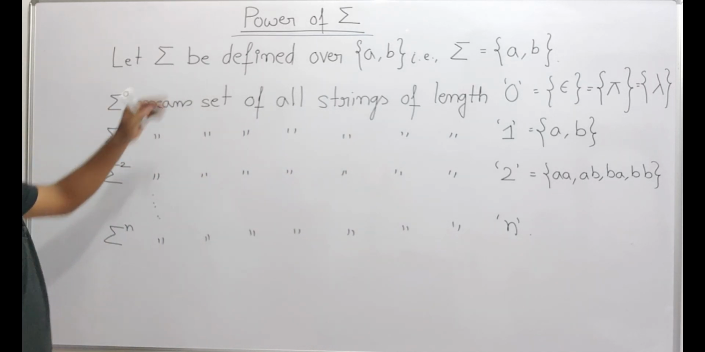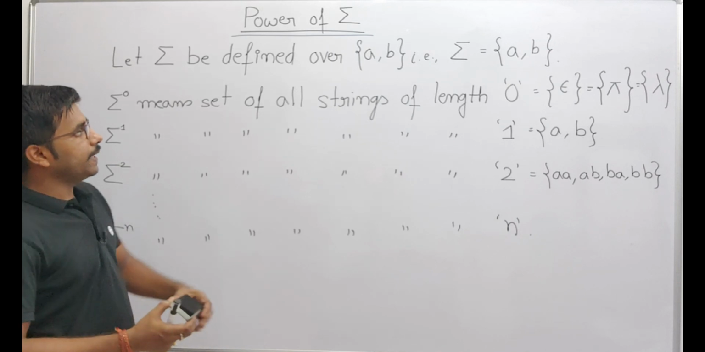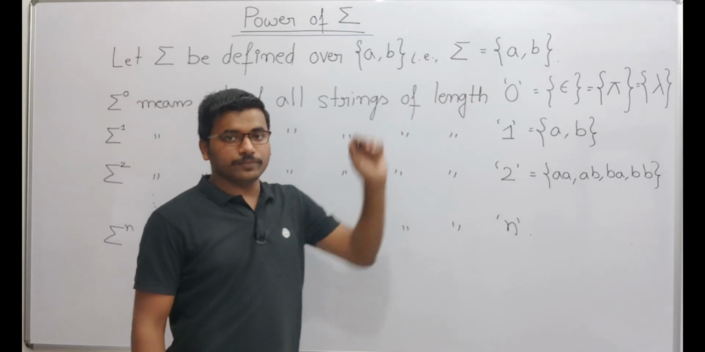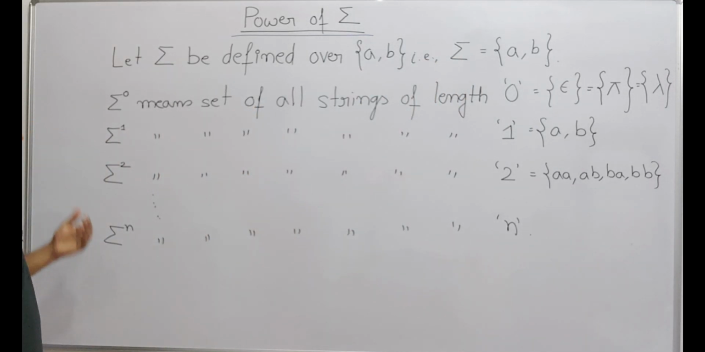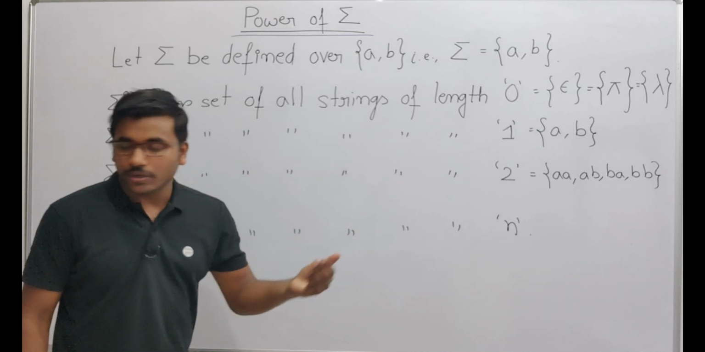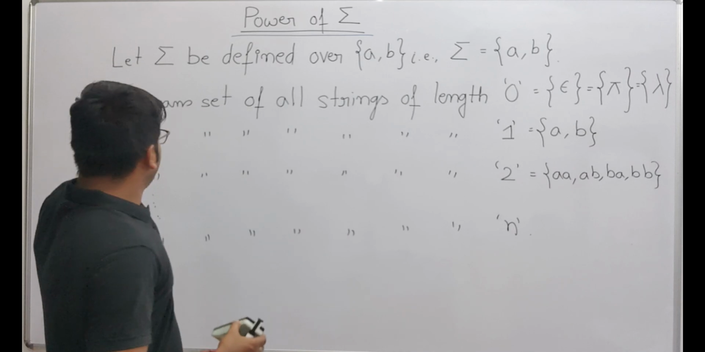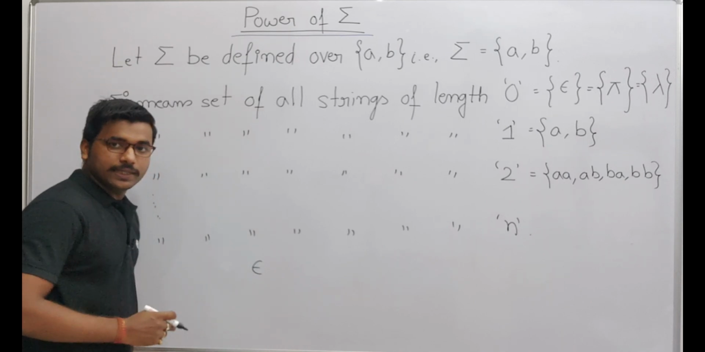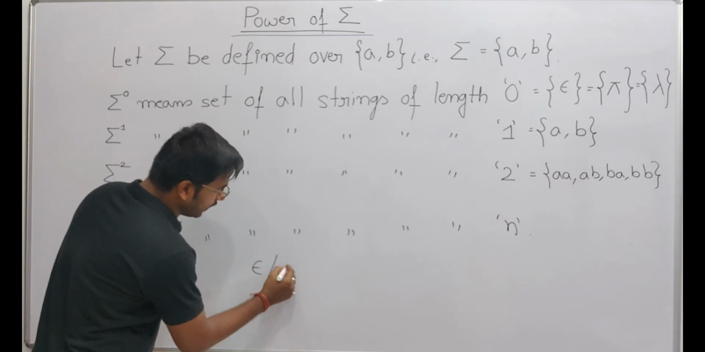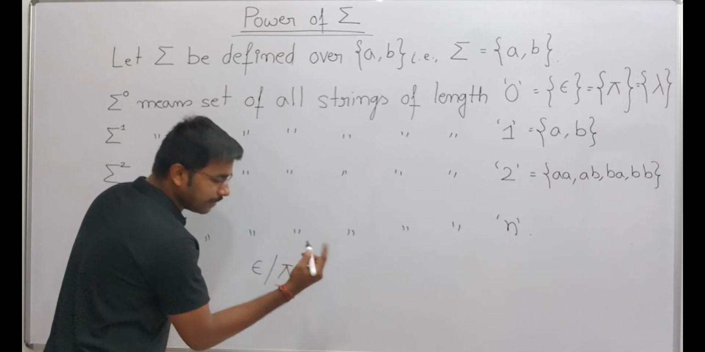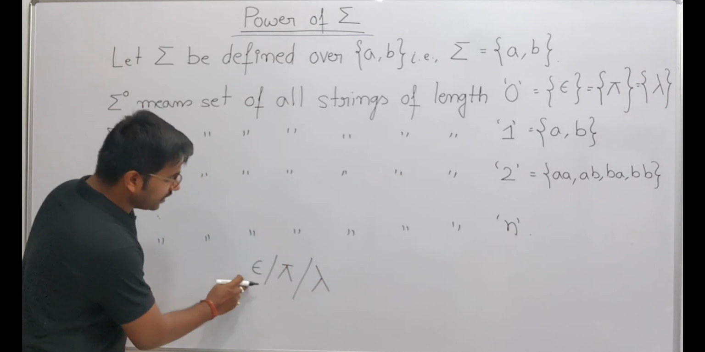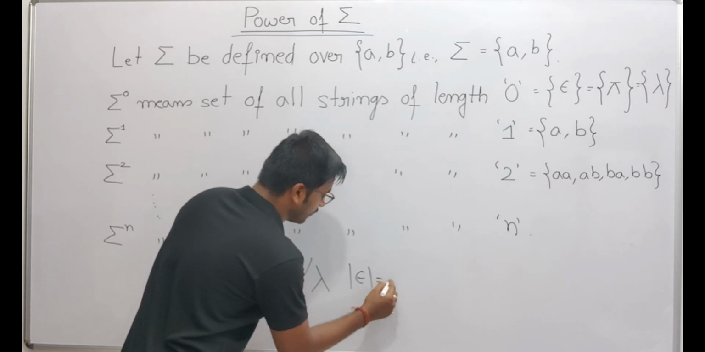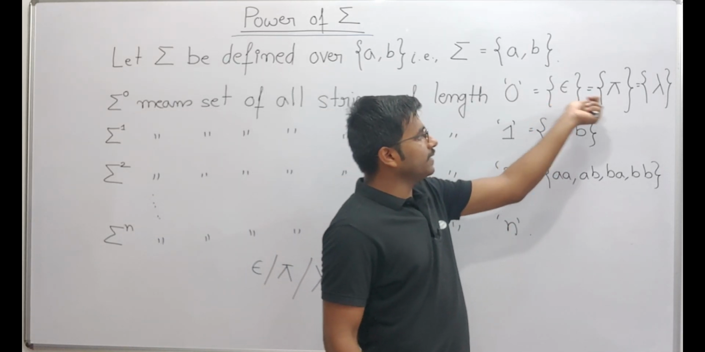First I am defining sigma. Let sigma be defined over a comma b. That is, I am assuming that our input alphabet is a b. Now what does sigma 0 mean? Sigma 0 means the set of all strings of length 0. The string which has length 0 is represented by epsilon. In some books they represent it by pi, and even in the GATE exam sometimes they use lambda. So these three mean the same: a string whose length is 0.